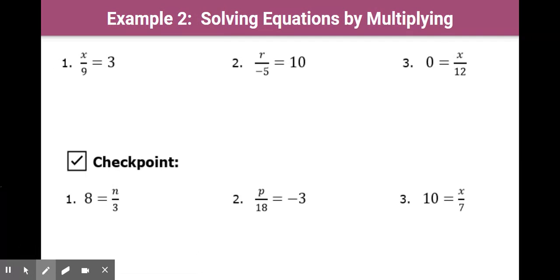Problem 1. This problem says x divided by 9 is equal to 3. So I need to undo this divide by 9 by using an inverse operation. The opposite of dividing by 9 is to multiply by 9. So over on the left, I'm just going to put a times 9 using a dot, not an x. And on the right-hand side, I'm going to put times 9. This times 9 and this divide by 9 are opposites, so they cancel. And I bring down x equals 3 times 9 is 27.